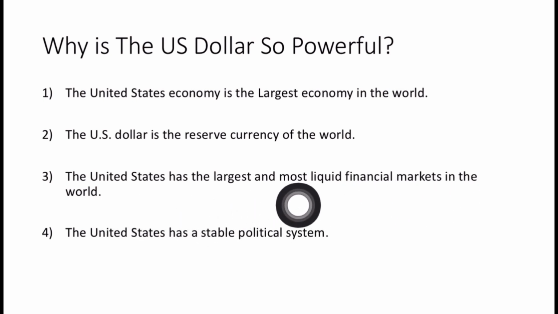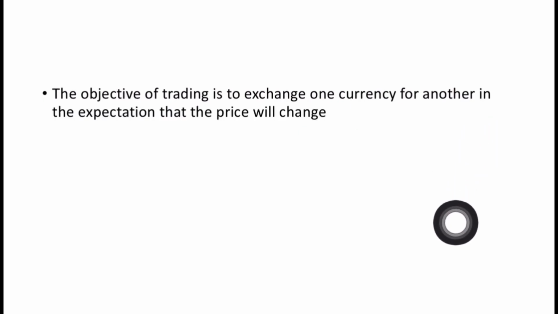Number 3, the United States has the largest and most liquid financial markets in the world, for example, the New York Stock Exchange. Our last point, there are very many points, but these are some of the major points, is that the United States has a stable political system.